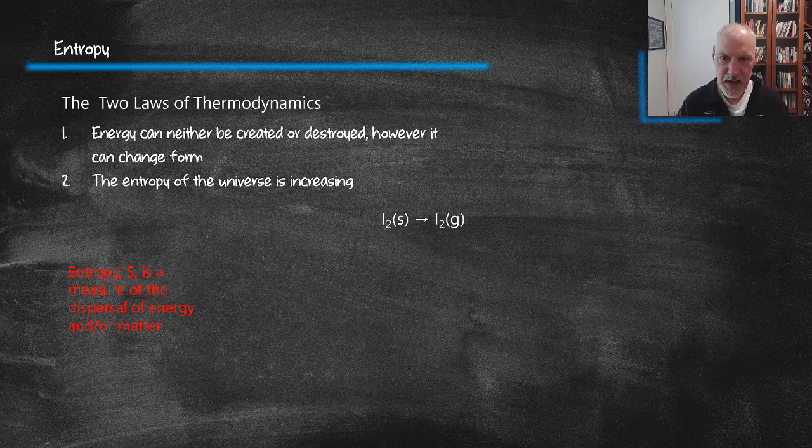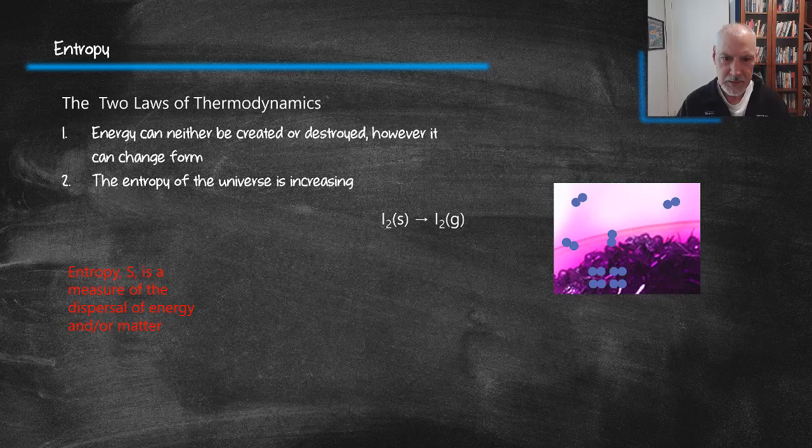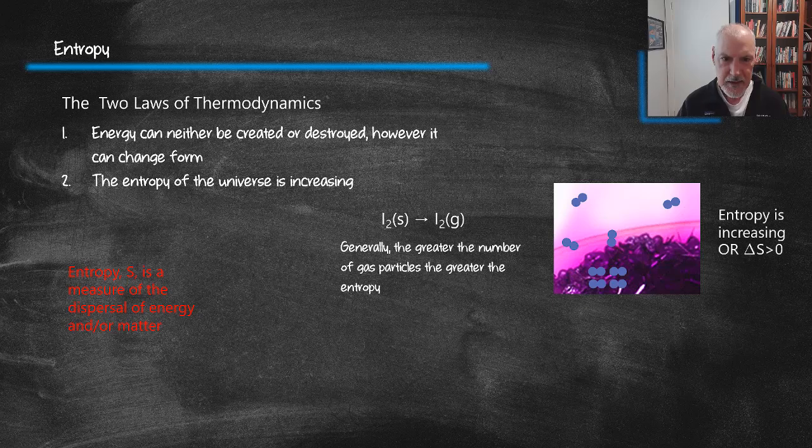Let's consider this: iodine solid subliming into iodine gas. Here we have a picture of a microscopic view imposed upon a macroscopic view of iodine crystals undergoing sublimation. In the crystal form, I2 is arranged in a nice crystal lattice structure, and in the gas the iodine particles are dispersed or spread out. Generally speaking, the greater the number of gas particles produced, the greater the entropy. We would say in this case the entropy of our system is increasing, or delta S is greater than 0.